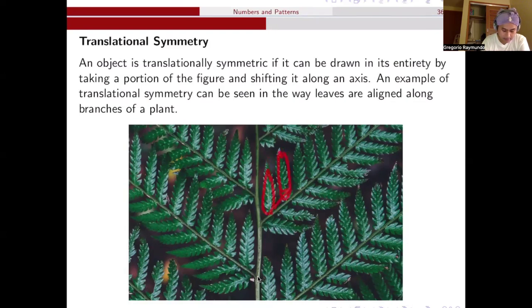Ito yung leaf na yan. Ito, itatranslate mo sa leaf na yan. Ito, itatranslate mo sa leaf na yan. In fact, itong branch na to, buong branch, pwede mo pa i-translate up, up, and up. So parang mayroon tayong dalawang translation. May translation kang papunta rito, may translation kang papunta doon.